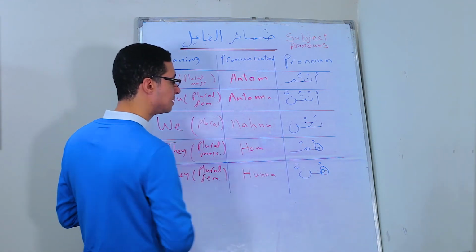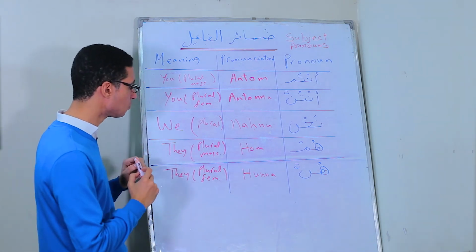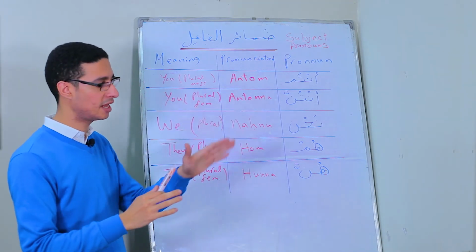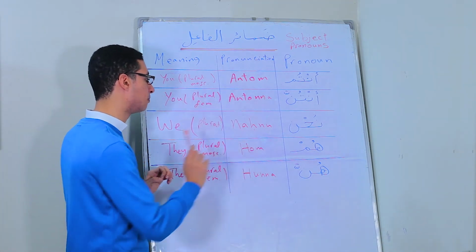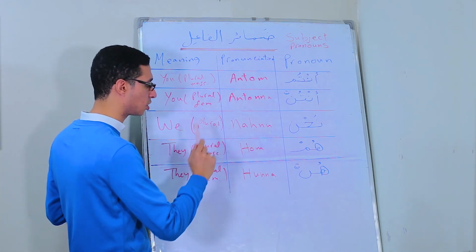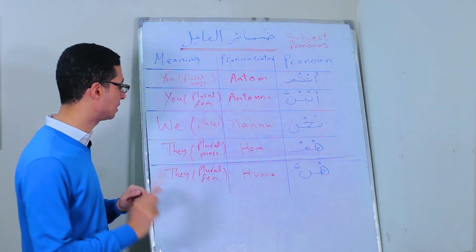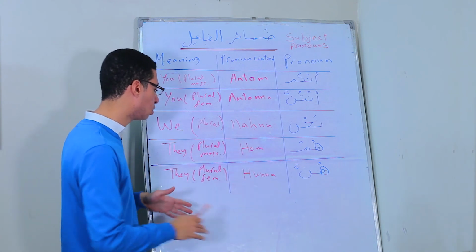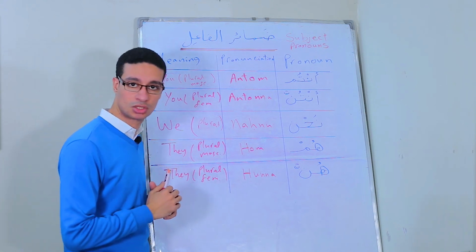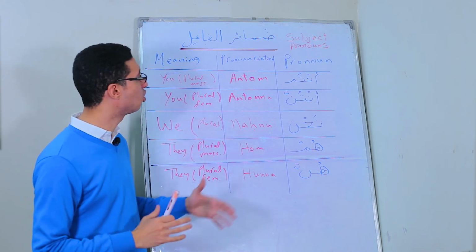Okay, and the next one is hum. Hum means they. Okay, it's plural but masculine. If you're talking about a group of guys, okay, they did something. Okay, so hum. Okay, but if all the group are girls, it will be hunna. Okay, hunna means they, but all of the group must be girls and women. Okay, so hunna. So we have already finished all the subject pronouns.